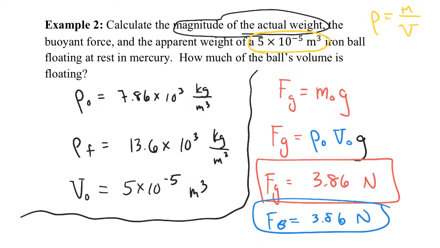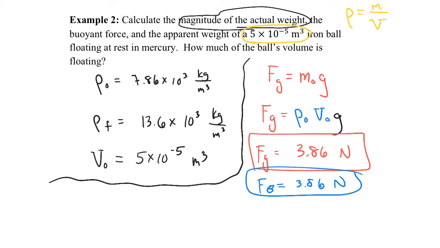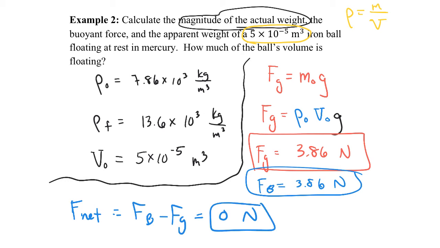So as a result, the apparent weight in this problem, which is defined as F net, is FB minus FG, which equals 0 newtons. F net is always the apparent weight. And the difference between these two. If you weighed more than the buoyancy force, then you would have some weight. You might feel like you weigh 10 pounds.